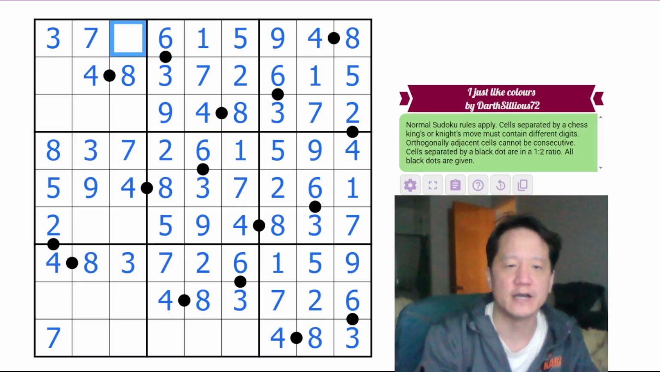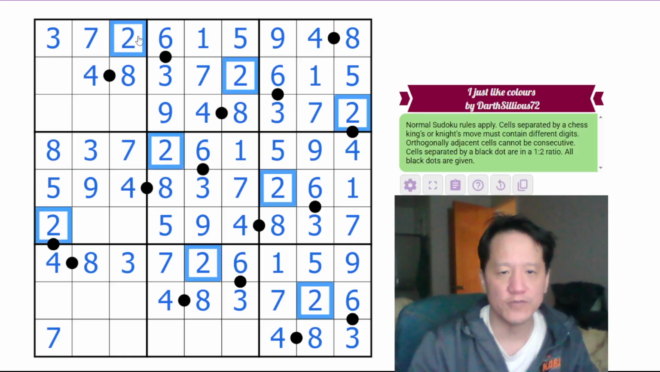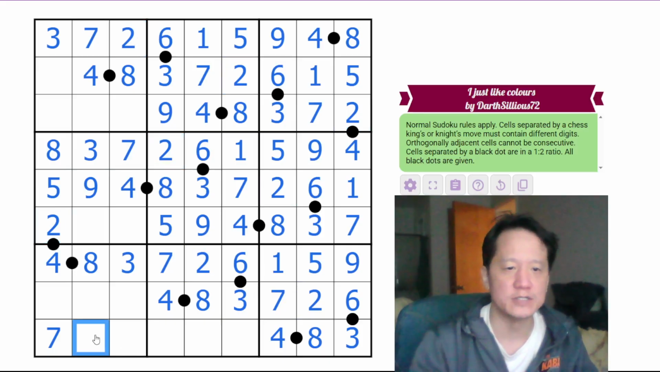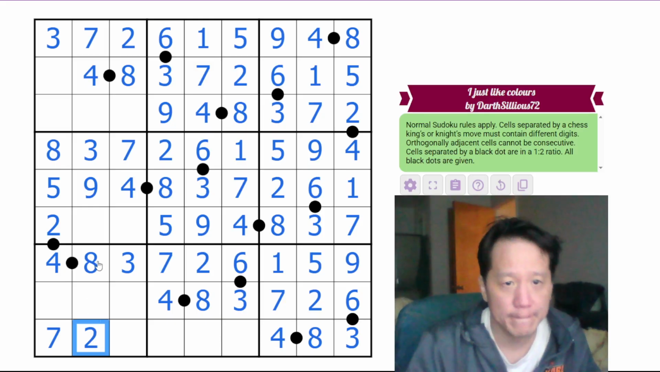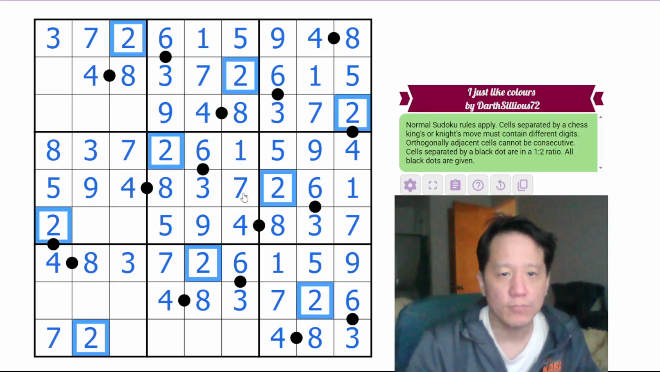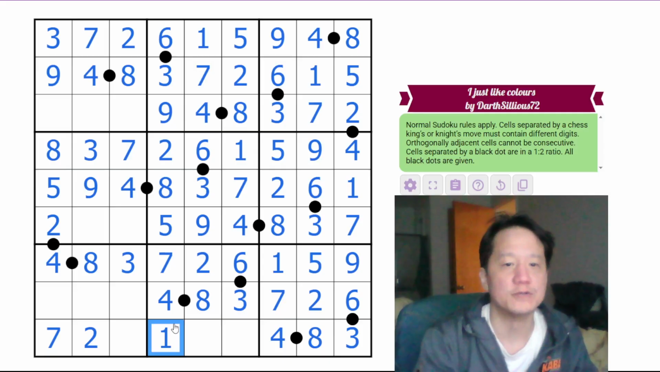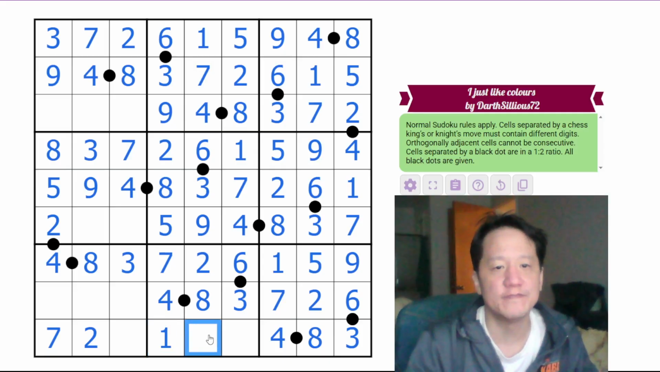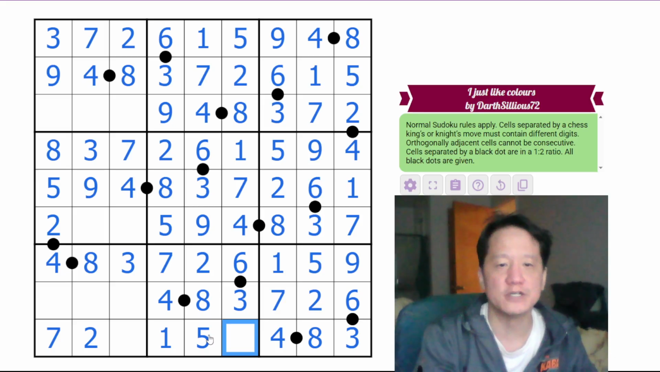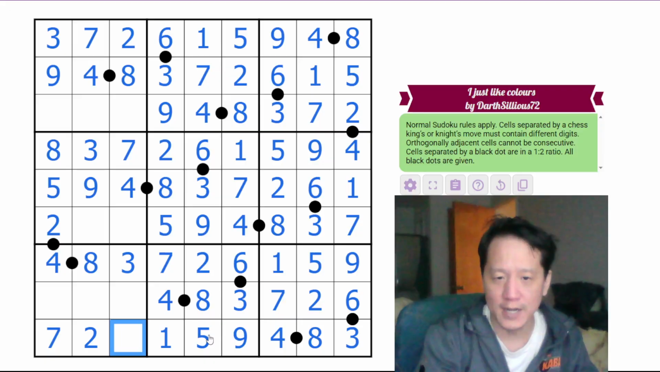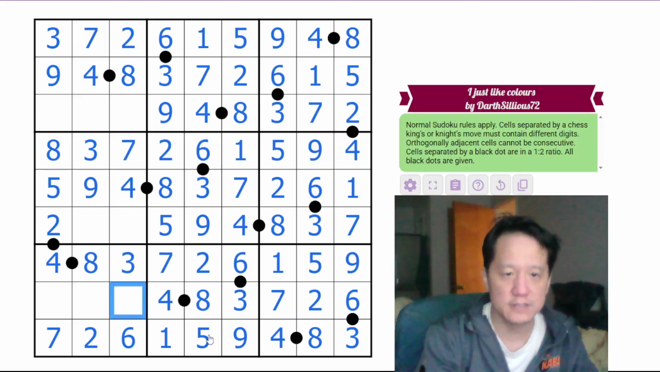Remaining digit now is 2 in row 1. So that's 2. We have 8 2s. We know where the last 2 has to be. It has to be there. Remaining digit in row 2 is a 9. Remaining digit in column 4 is a 1. Remaining digit in column 5 is a 5. Remaining digit in column 6 is a 9. Remaining digit in row 9 is a 6.